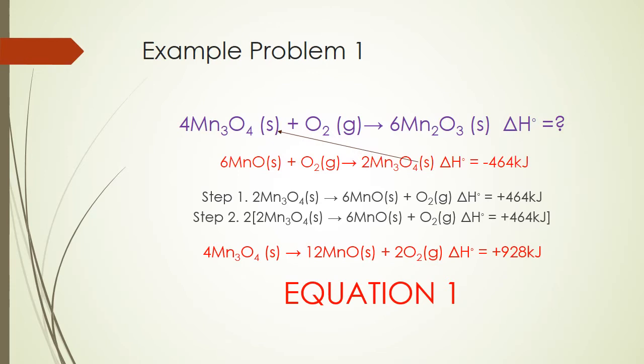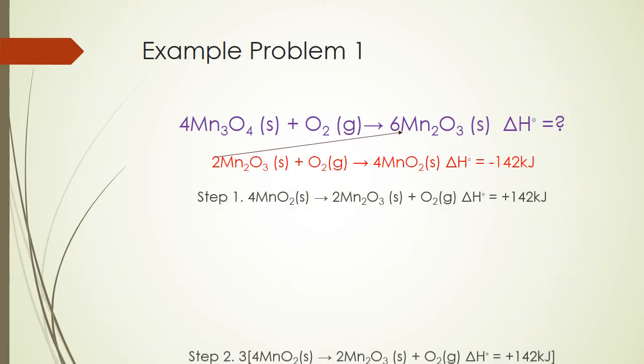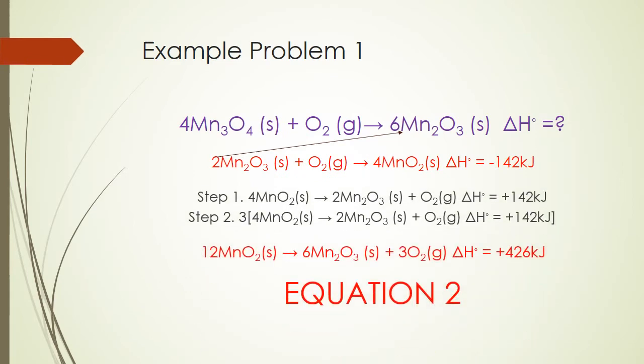Step 2, we have to make sure the number of moles are the same. You always want to make sure the number of moles are the same as the target purple equation. So we are going to multiply everything by 2. You've got 2 moles of Mn3O4 in your given. You want 4, hence you're going to multiply everything by 2. And that's everything in the reaction, not just Mn3O4. So you end up with 4 Mn3O4 solid yields 12 moles of MnO solid plus 2 moles of O2 gas with a delta H of positive 928 kilojoules. That is equation 1.